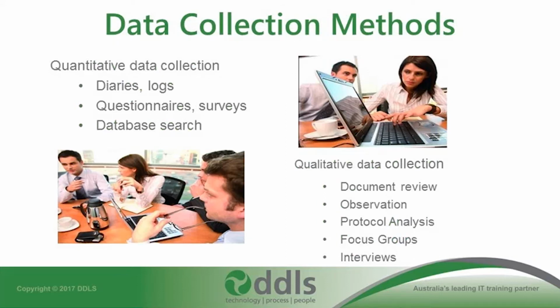Well, you've got a mixture of quantitative and qualitative data collection methods. If data doesn't exist, quantitative data, you might have to get people to complete diaries and logs. Could be for a week, could be for a month. You might have to construct questionnaires, conduct surveys. By the way, there are 2 kinds of surveys, qualitative and quantitative surveys. You might have to go and search some databases. You might actually have to go and do some homework in industry bodies, for example.